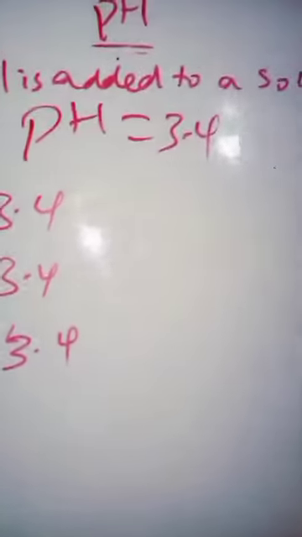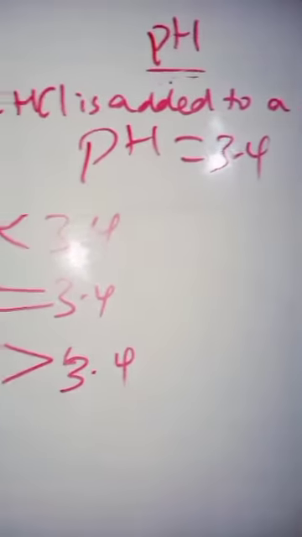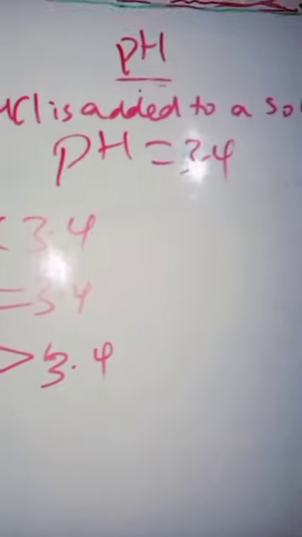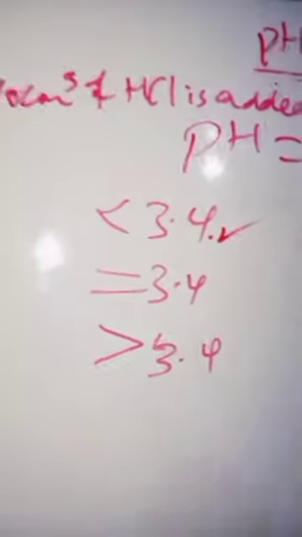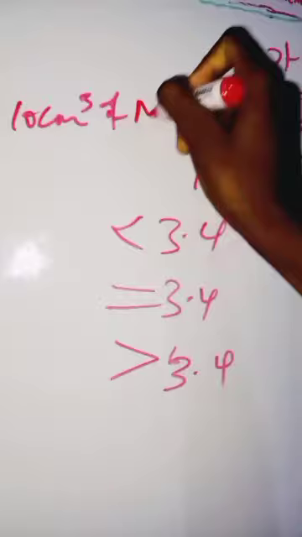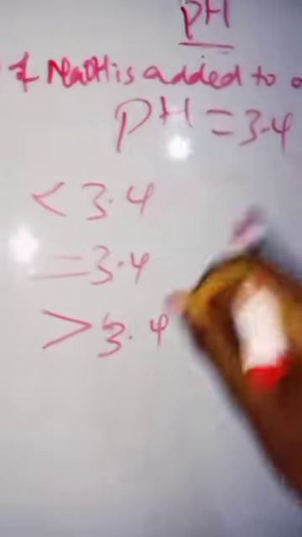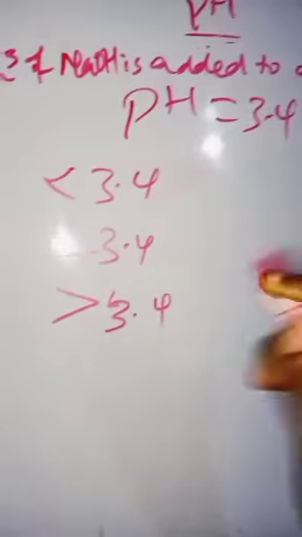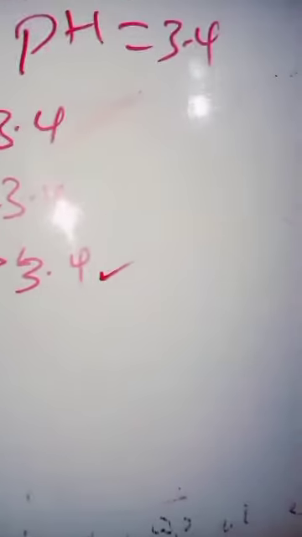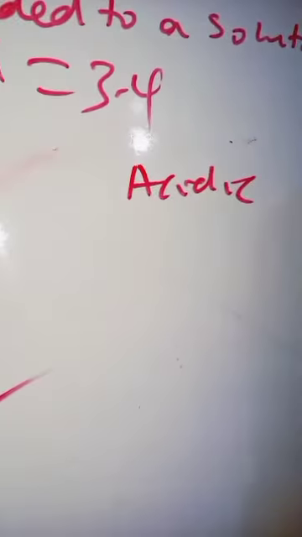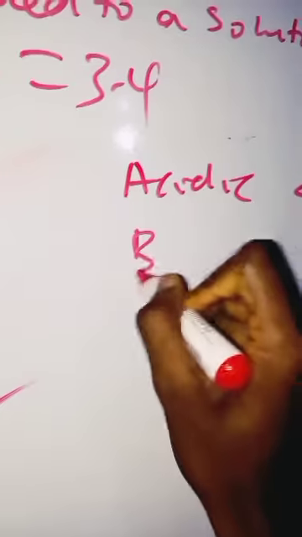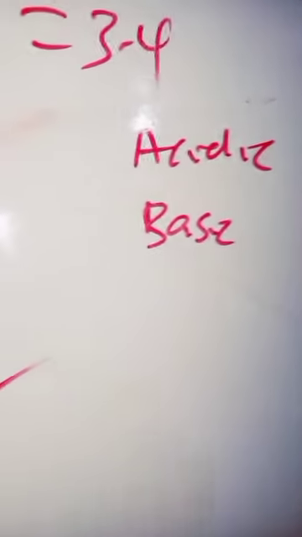They added HCl. HCl is very acidic. So the pH will be less than 3.4. What if what they added was NaOH? NaOH is very basic. So the pH will rise to be greater than 3.4. So if they add an acidic solution, it will be lesser. If they add a basic solution, it will be greater. Please take note of that.